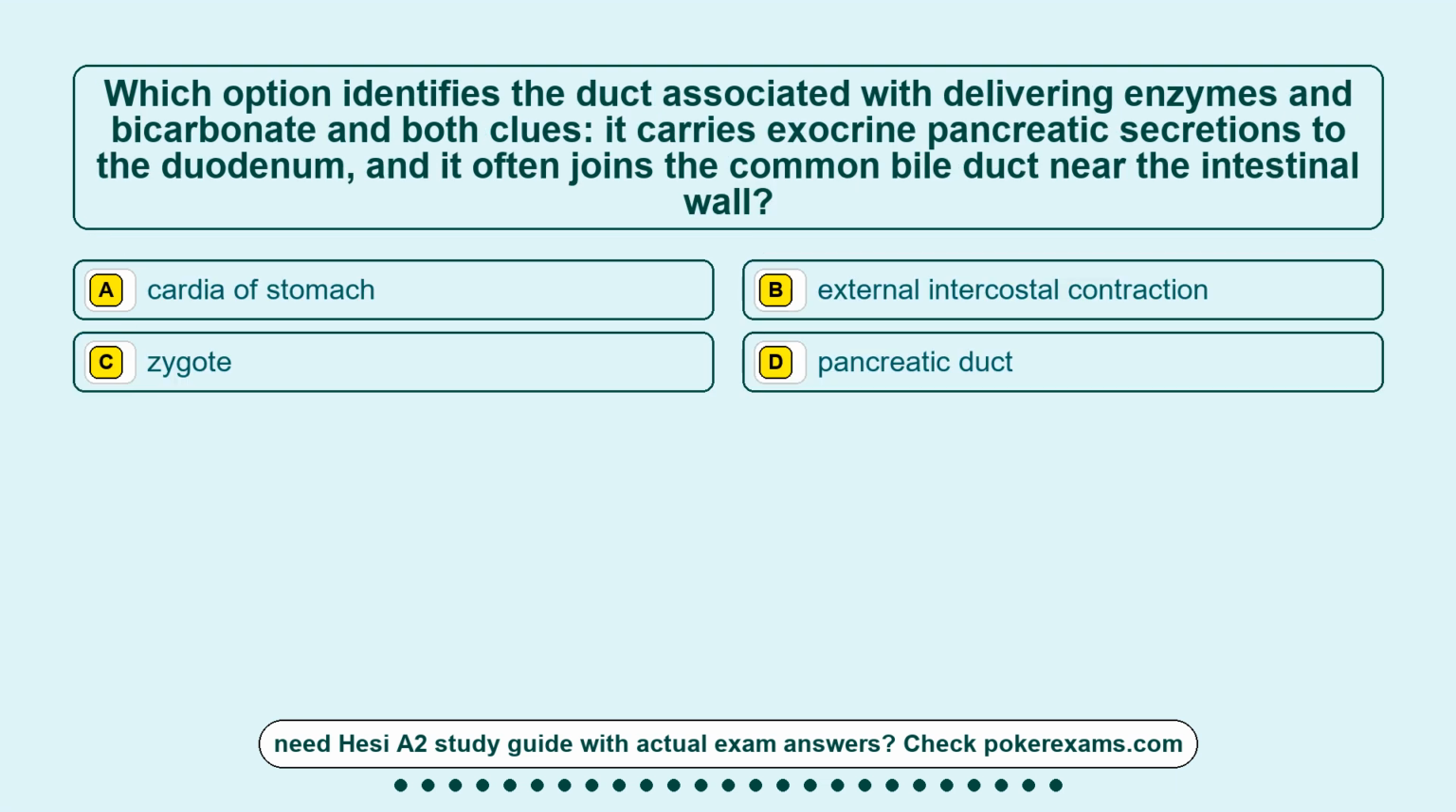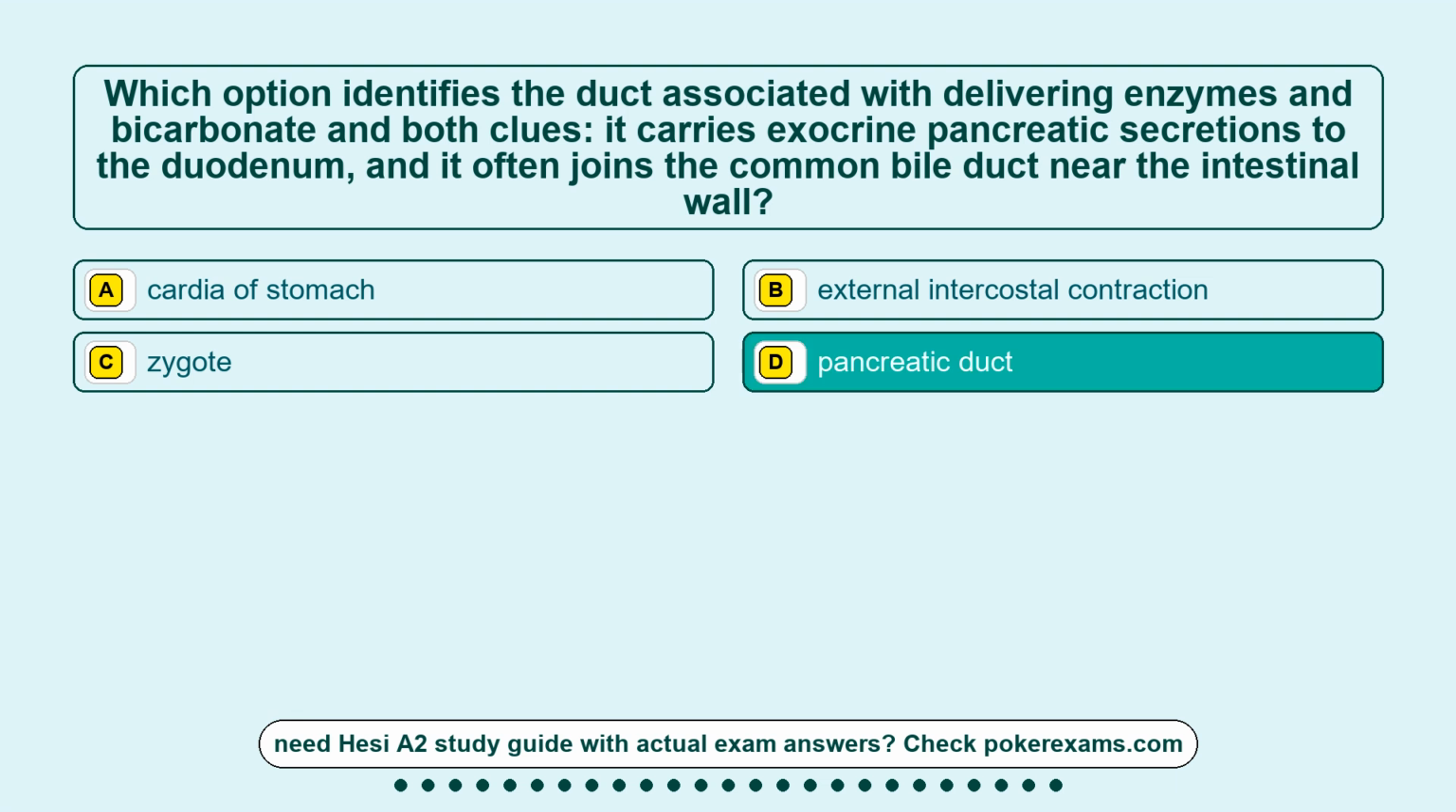Question 10. Which option identifies the duct associated with delivering enzymes and bicarbonate? In both clues, it carries exocrine pancreatic secretions to the duodenum, and it often joins the common bile duct near the intestinal wall. Option A, cardia of stomach. Option B, external intercostal contraction. Option C, zygote. Option D, pancreatic duct.